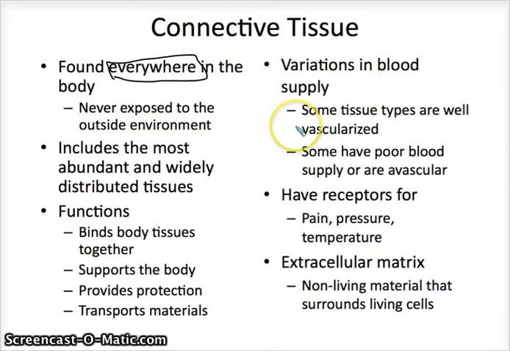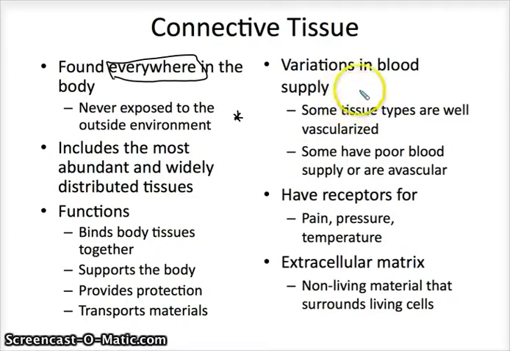Now, big difference between this and epithelial tissue is connective tissue is never exposed to the outside environment, so it's completely covered. Only epithelial tissue is ever exposed to the outside environment. Since it's everywhere, most abundant, most widely used, you can see the basic functions.